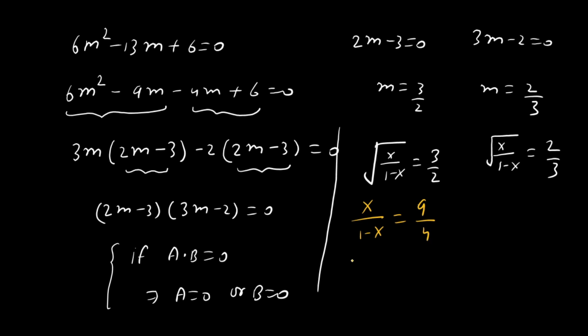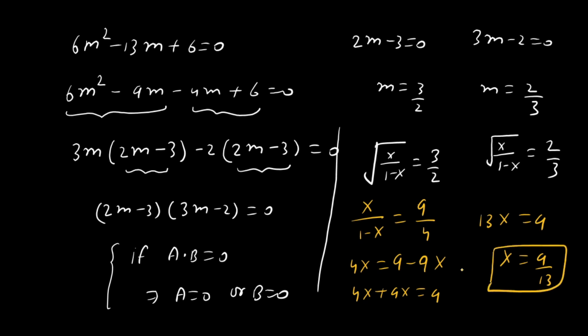Now this 4 is multiplied by x, then we get 4 times x, this is equal to 9 multiplied by 1 minus x, then we get 9 minus 9 times x. Here if we take all the expressions on the same side, then we get 4 times x plus 9 times x, and this is equal to 9. 4 times x plus 9 times x, that is 13 times x, this is equal to 9. If we divide both sides by 13, then x is equal to 9 over 13.